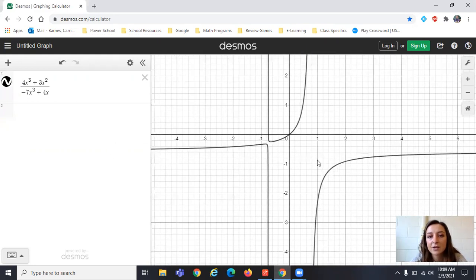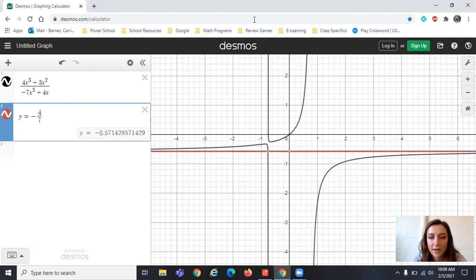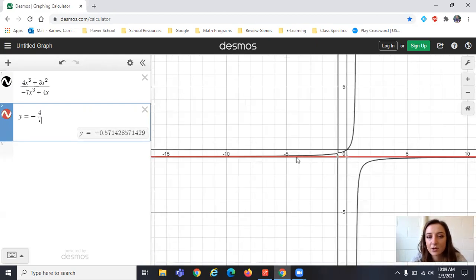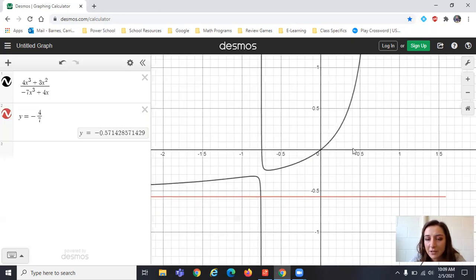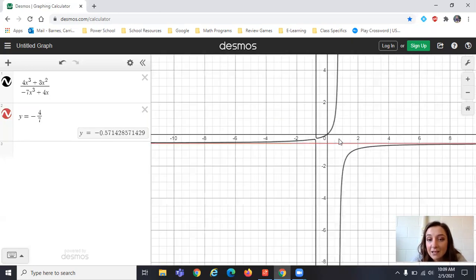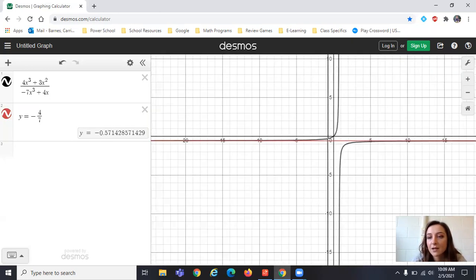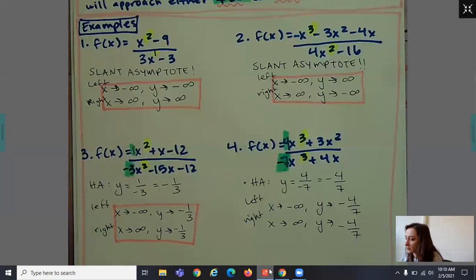Okay, and let's look and see what our horizontal asymptote is. It's y equals -4/7. Okay, and what you'll see is that as we look really far away on the ends, this is going towards that. Yes, it's going through the function, but we're not worried about what's happening right here. We're looking at the end behavior. What is happening on the left side? What is happening on the right side? And both of these are approaching -4/7. So we do have the end behavior correct here.